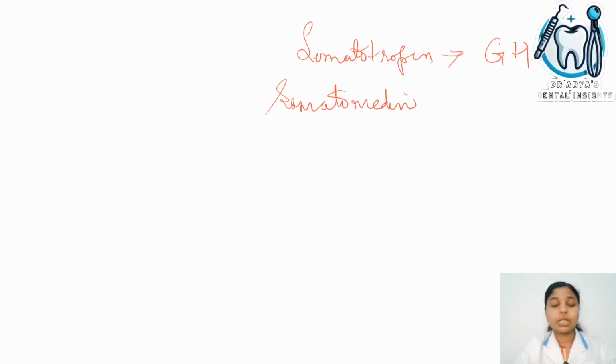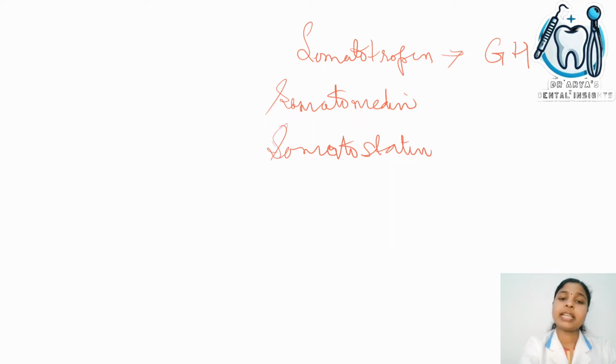So what is somatotropin? Somatotropin is another name of growth hormone, which is secreted by somatotropes of anterior pituitary. Okay. Then somatomedin: growth hormone stimulates the liver to secrete somatomedin. And growth hormone does not have any direct action on bones. It acts through somatomedin.